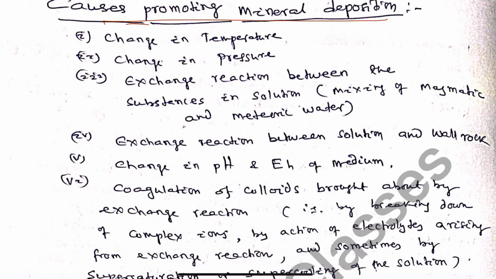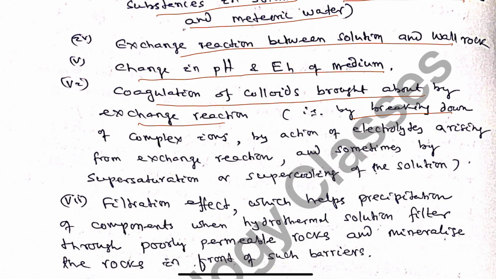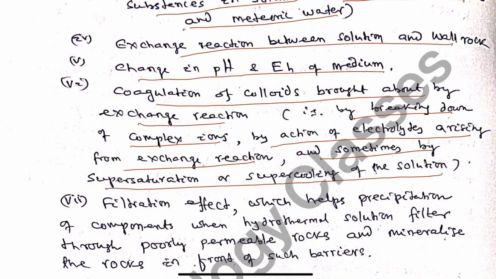The causes are the change in temperature, change in pressure, exchange reaction between the substances in solution, that is mixing of magmatic and meteoric water, the exchange reaction between the solution and the wall rock, change in pH and Eh of the medium, coagulation of colloids brought about by exchange reaction, that is by breaking down of complex ions by the action of electrolytes arising from the exchange reaction, and sometimes supersaturation or supercooling of the solution.